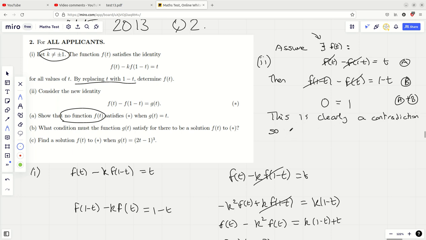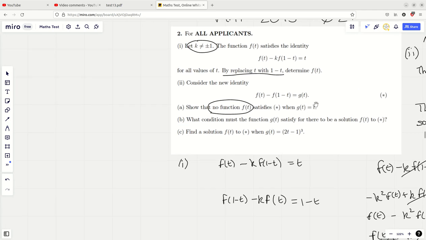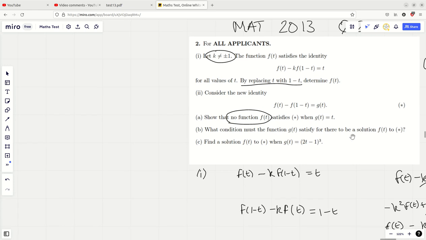So there is no function for which f of t minus f of 1 minus t equals t. You do want to write these concluding remarks down. Okay, and then it asks a more interesting question: if it can't be t, g of t, what condition must a function satisfy for there to be a solution?